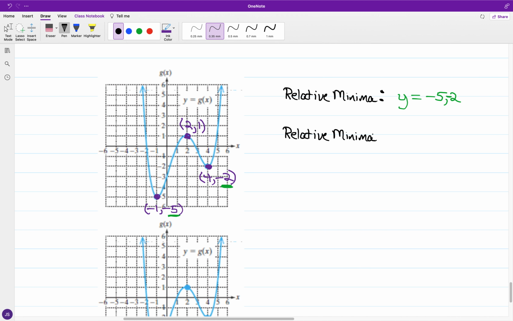And where the relative minimum occurs, those would be the x values. Whenever y is at negative 5, the x value is at negative 1. When y is at negative 2, the x value is at 4. So you have x equal to negative 1 as well as 4.